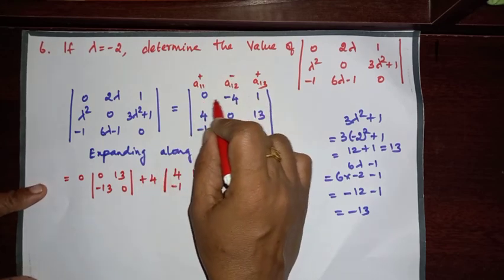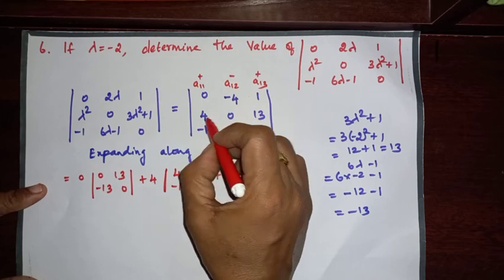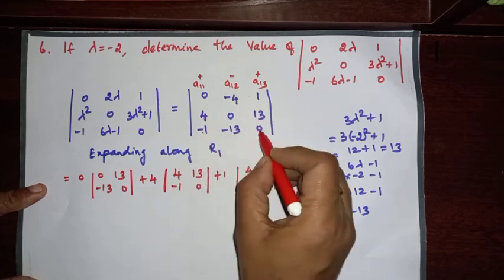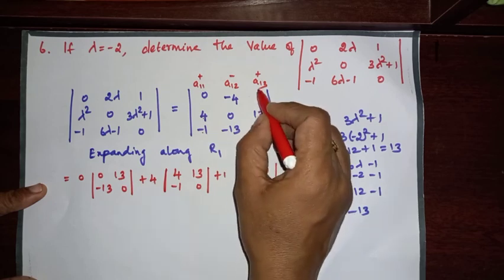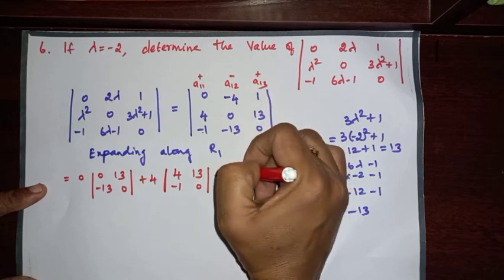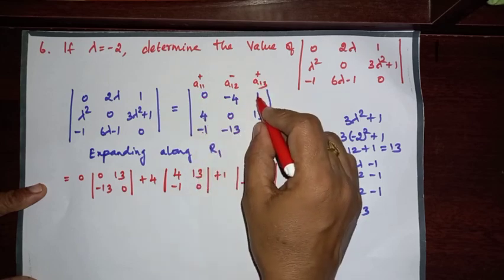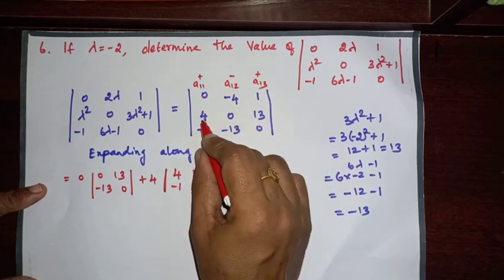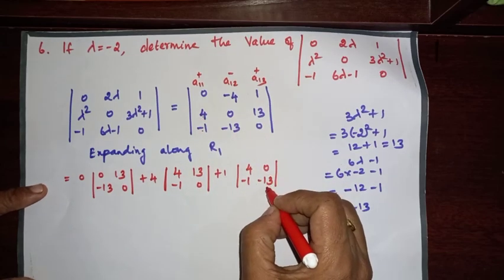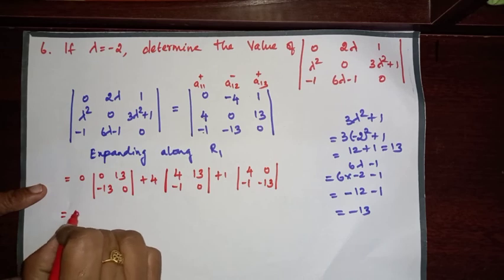You need to delete the first row and second column. We have the 2 cross 2 matrix 4, 13, minus 1, 0. And 1 is in 1, 3, so we have to use the sign plus 1. Delete the first row and third column. We have the 2 cross 2 matrix 4, 0, minus 1, minus 13, which is equal to 0.